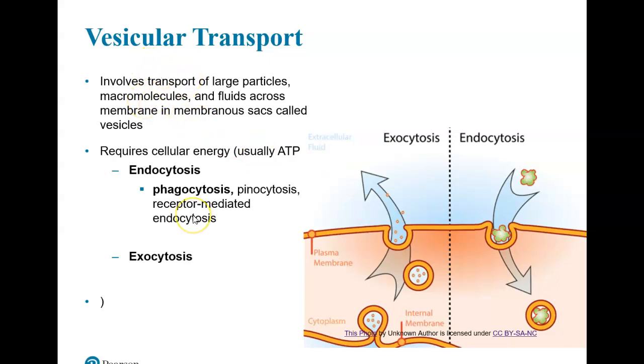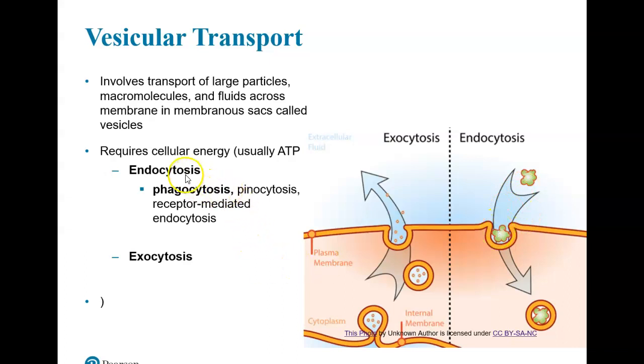Here we're going to see the different types of vesicular transport. This involves the transport of large particles, macromolecules, and fluids that cross the cell membrane through little sacs called vesicles. Exocytosis involves components that leave the cell, so they go from inside the cell and get taken out. Endocytosis is when the cell brings things in.